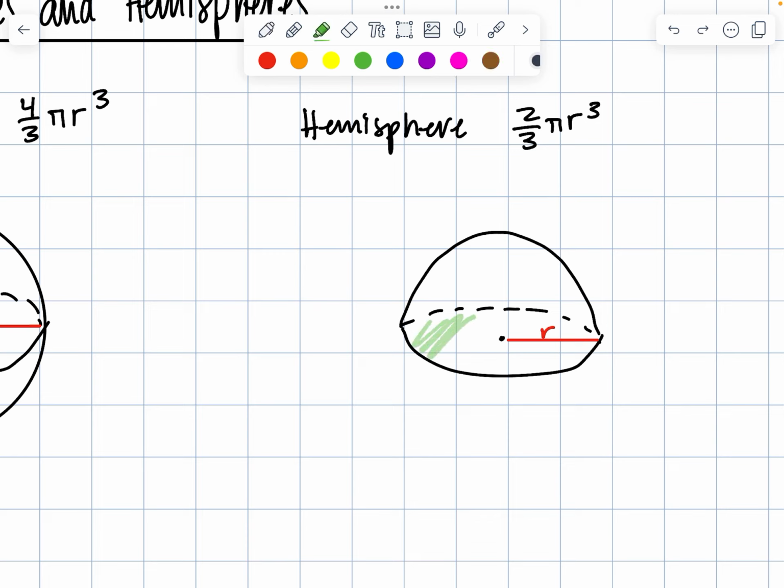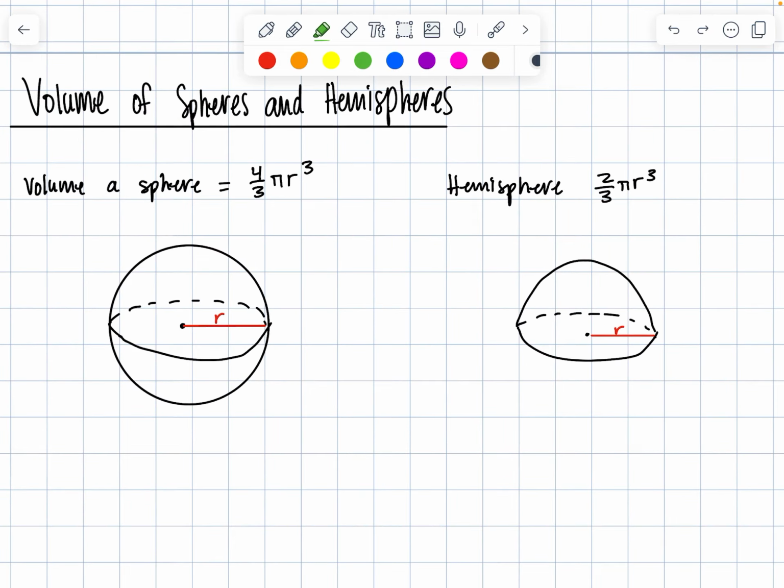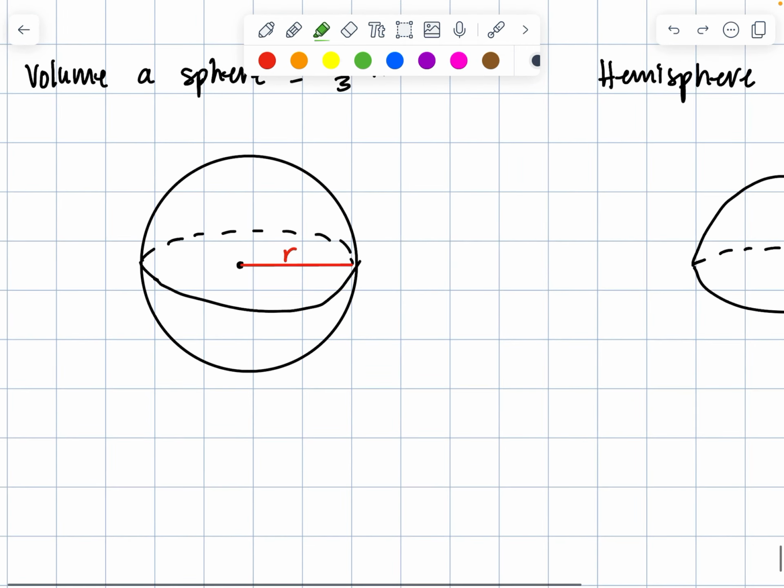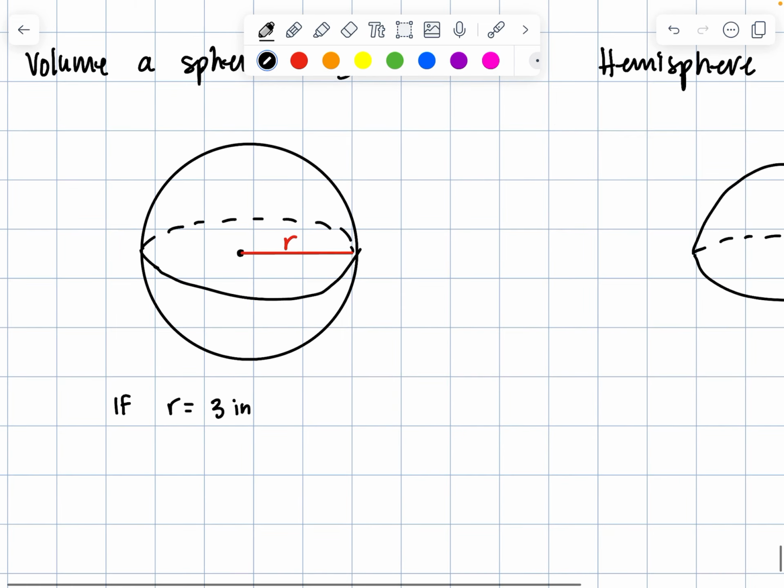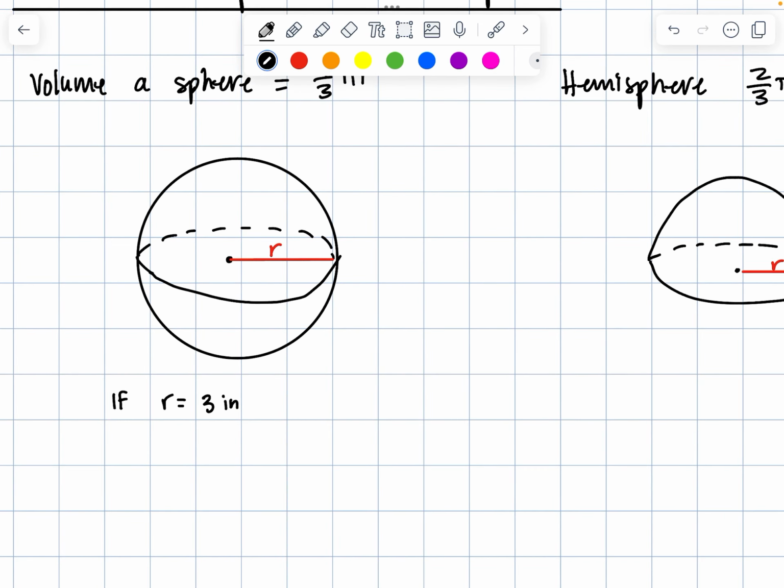Unlike surface area, normally if it was surface area, you would want to add the base to get the total surface area. We don't have to do that here because it's just volume. Okay, we are literally just cutting this ball or this sphere in half. So let's calculate, let's just do a quick example. If r is equal to, let's say 3 inches, then we could just calculate the entire volume of the sphere.